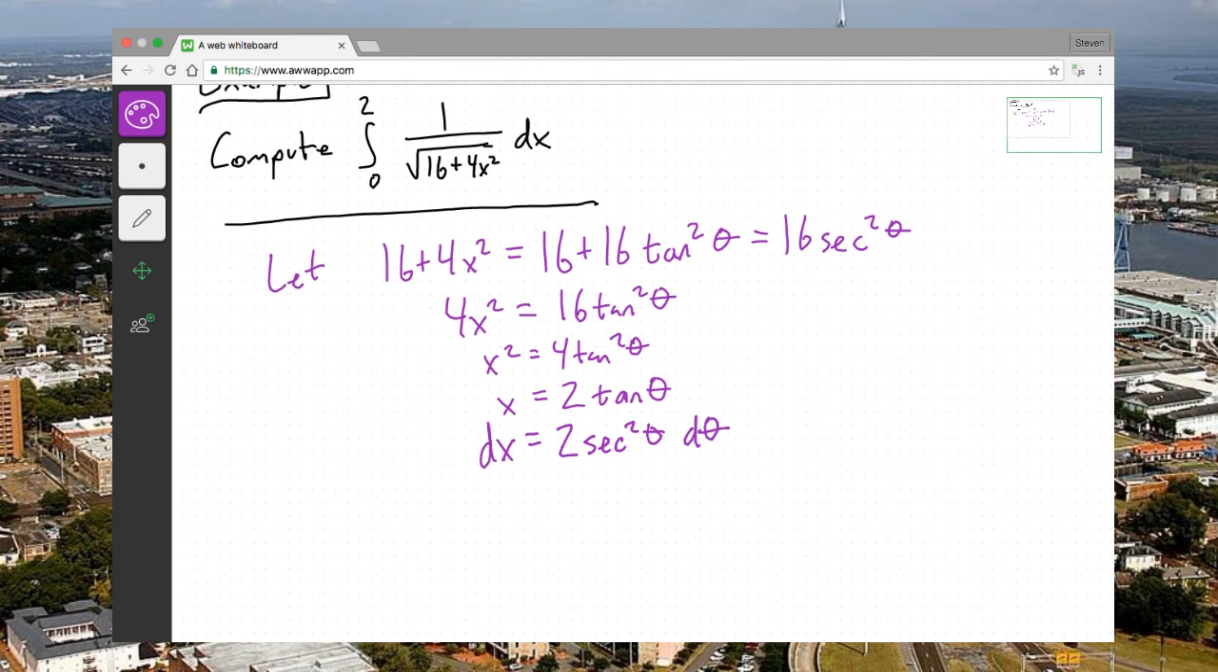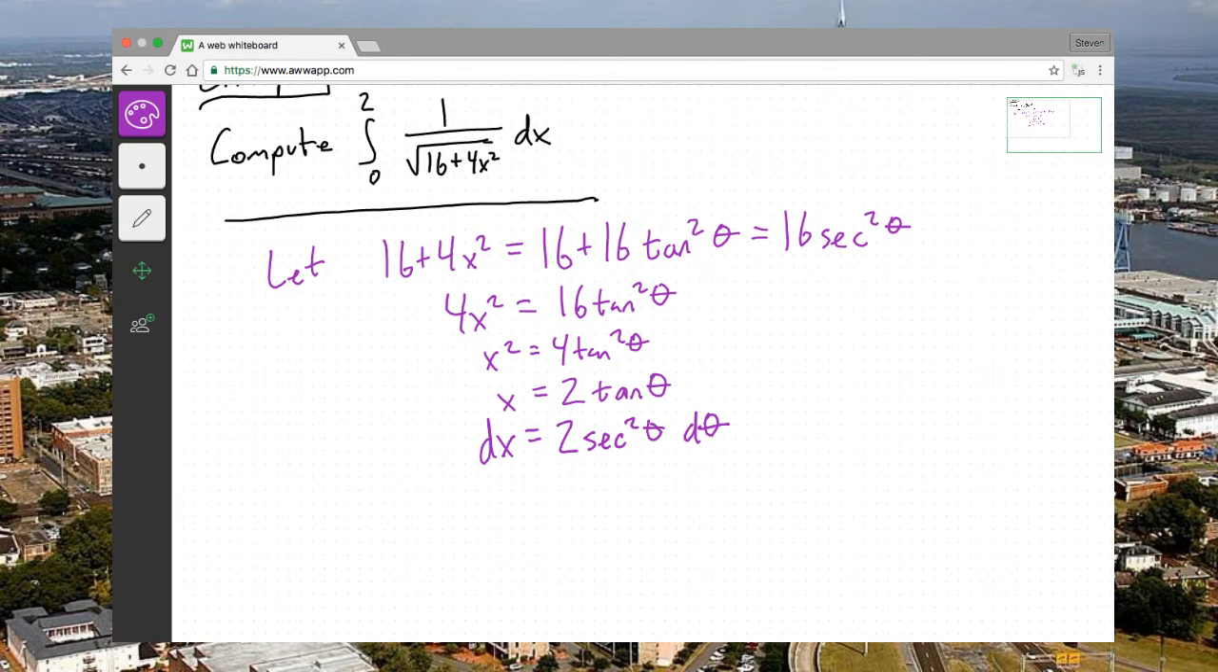Now, as for the bounds of integration, just like any other substitution, if we change our variable, we have to change our bounds to match it. These bounds are x values, x is 0 to x is 2. So I will change those. If x is equal to 2, then 2 tangent of theta must equal 2. That gets me that tangent of theta is 1. And that gives me that theta must be pi over 4.